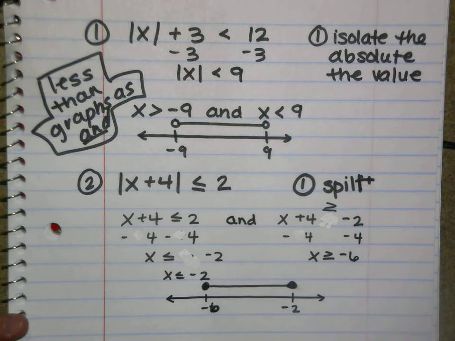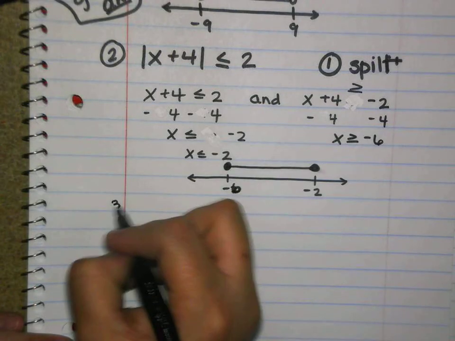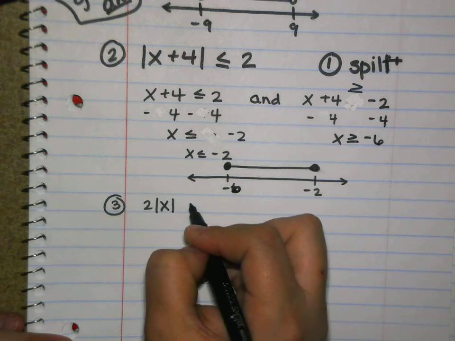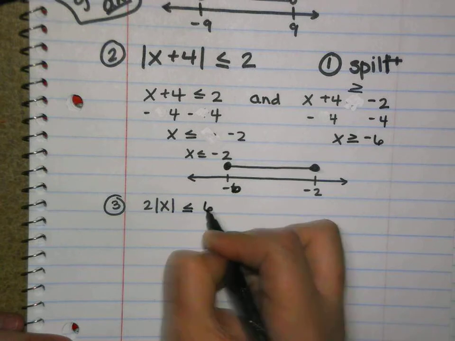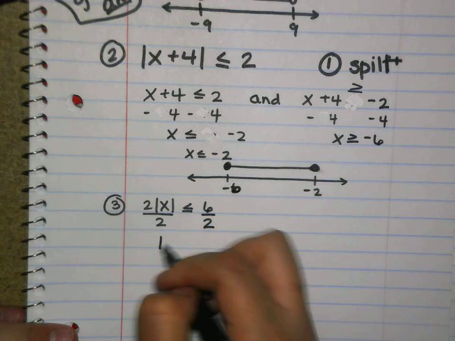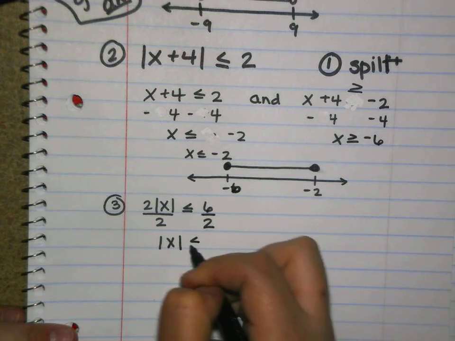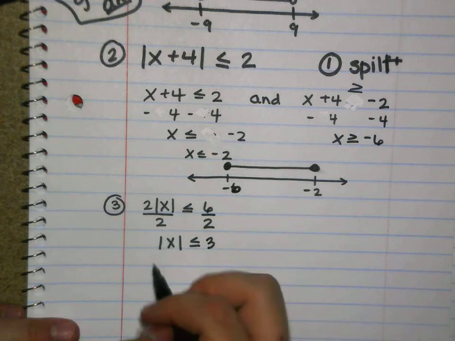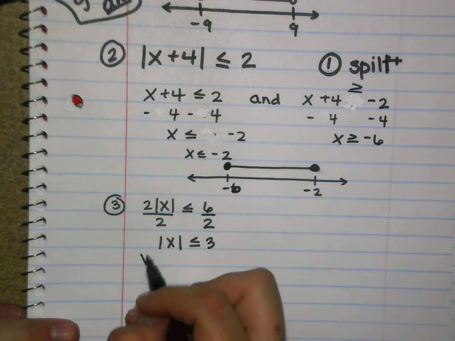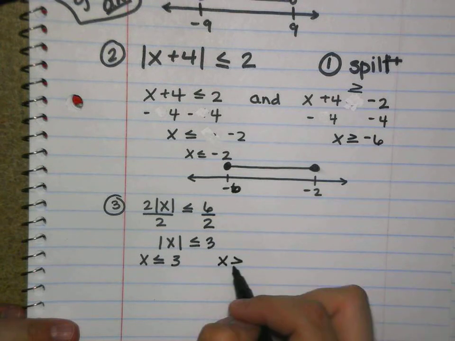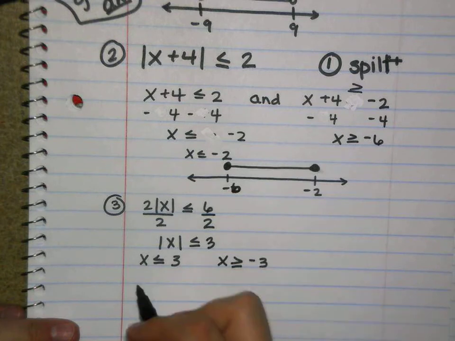Okay, for our third one, let's do the absolute value of 2x is less than or equal to 6. So we're going to isolate the variable by dividing both sides by 2. We're going to get the absolute value of x is less than or equal to 6 divided by 2, which is 3. So then we're going to have it split. We're going to have x is less than or equal to 3, and x is greater than or equal to negative 3. Okay, it's always greater than the negative. So we could write that over here too.